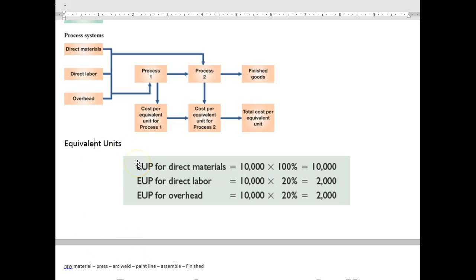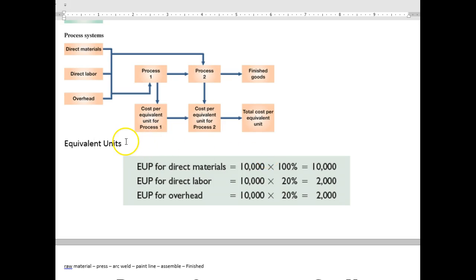Let's say one product starts here, and it uses all the material to begin with. We would say we have 10,000 parts with 100% of all direct materials in them. So that would equal 10,000. But that 10,000 is only part way through the department. And it's only 20% of the way through direct labor, and there's only 20% of factory overhead in that part right now.